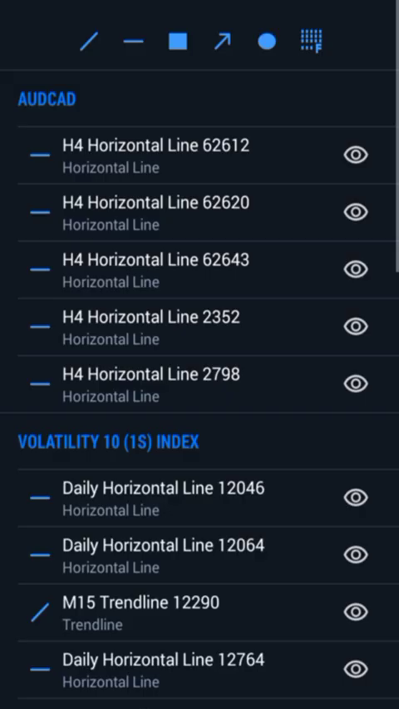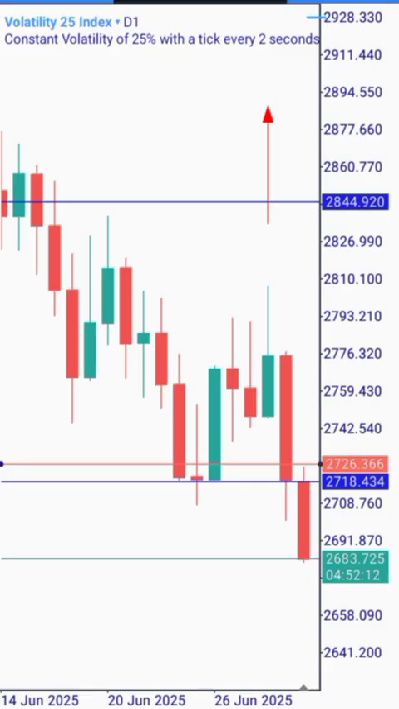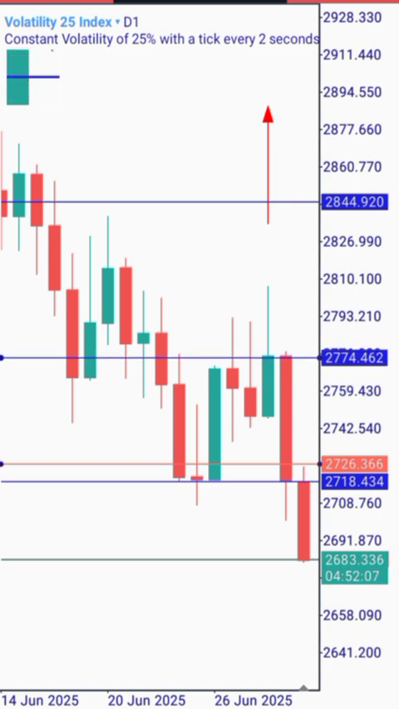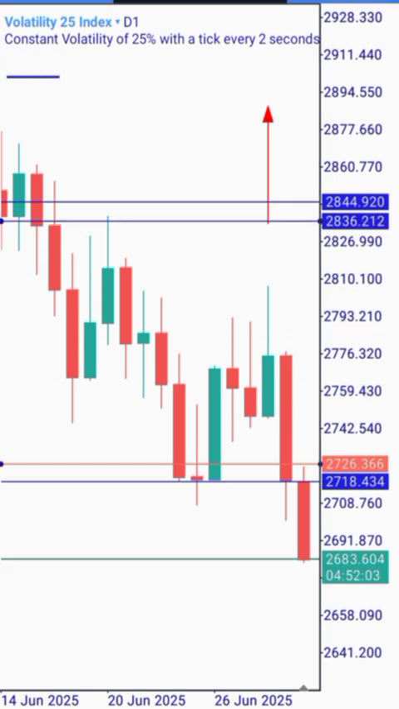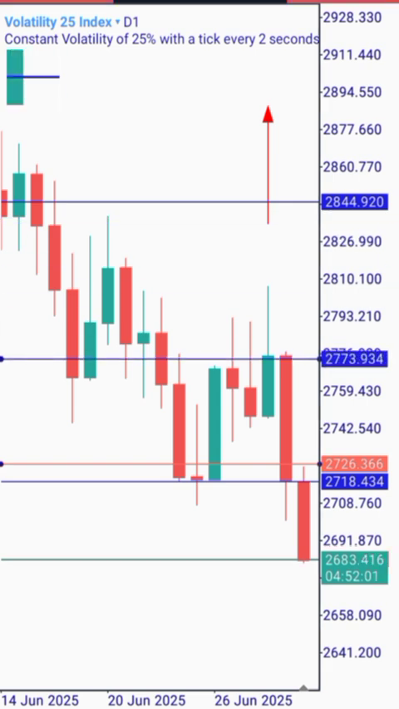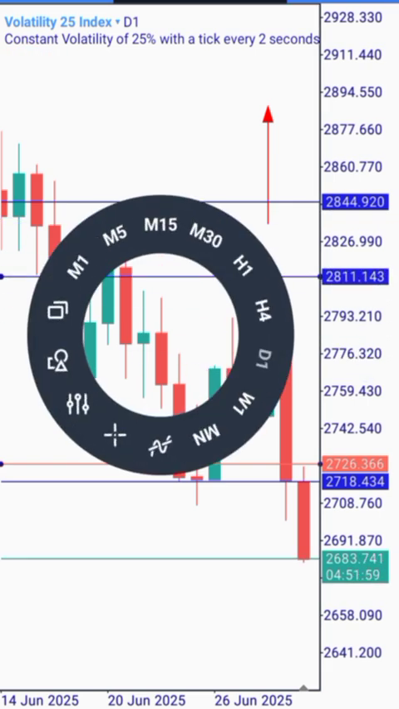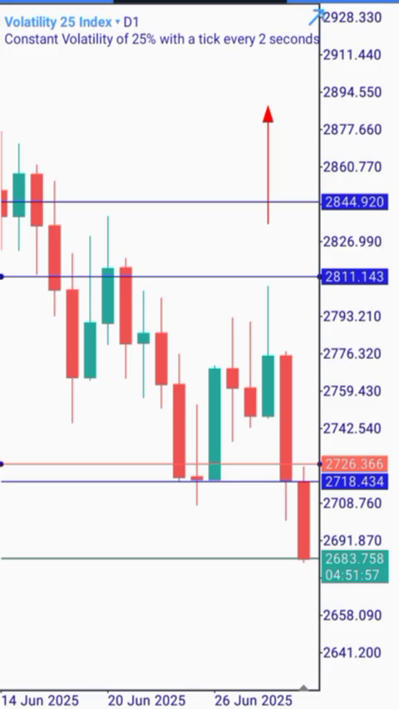So what you do now, once the wick has already formed, you use two horizontal lines: place one at the top of the wick, then place another one where the candlestick opens. Do you understand? Because this is where the candlestick opens. This is the opening of the candlestick. So you put another one here.